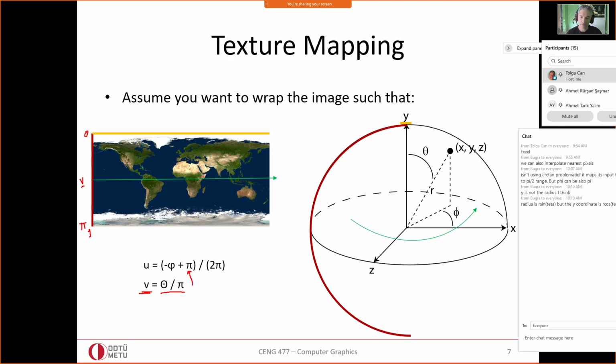You first make it negative, and you add pi to it. When you add pi to it, the minus pi becomes 0, and the largest value you get will be 2 pi. So the value will be between 0 and 2 pi, and normalizing with 2 pi, you will also get the u coordinate between 0 and 1. So this is how we get u and v coordinates of a particular xyz point on a sphere.